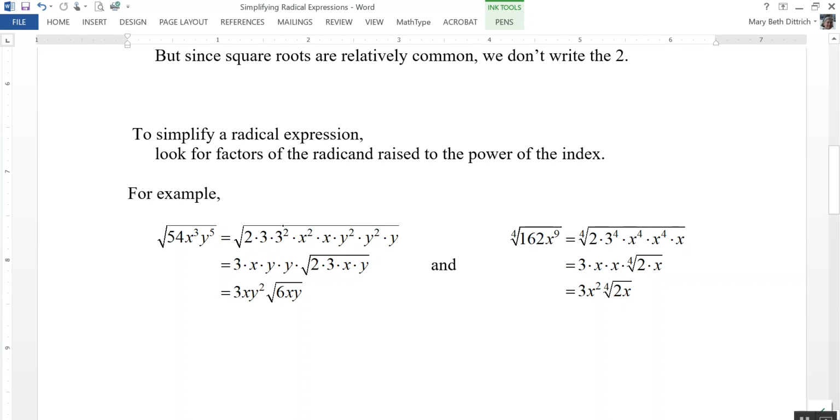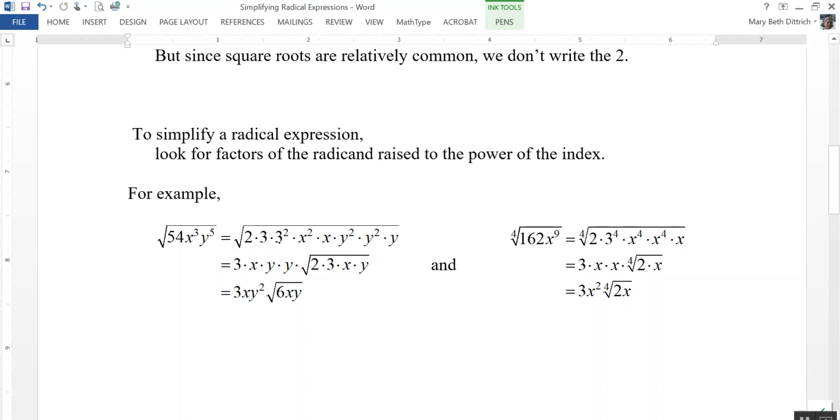Because when I take the square root of 3 squared, it's going to become just a 3. X to the third power is x squared times x. Remember, I'm looking for that index of 2 to make an exponent. And y to the 5th is y squared times y squared times y. Now each one of those values in this expanded radicand that is raised to a power of 2 comes out as just that value.